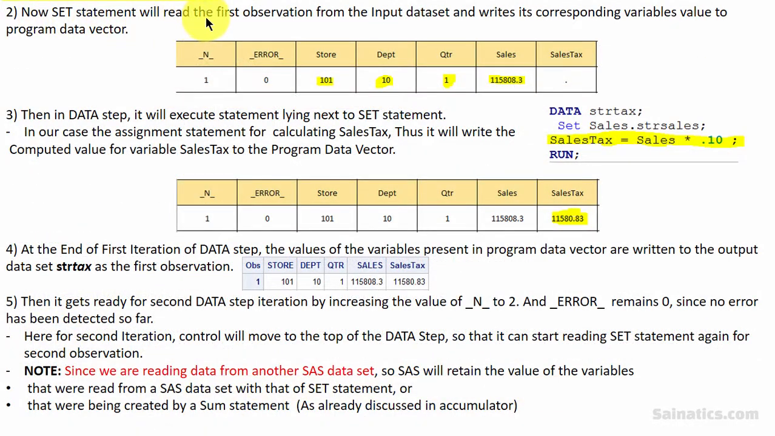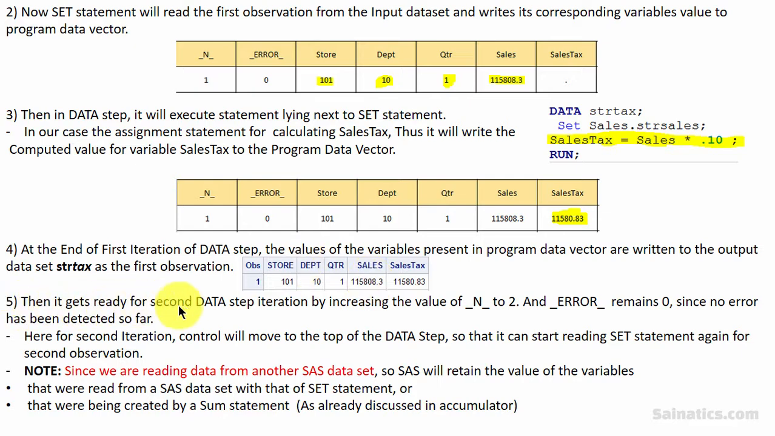Now, the set statement will read the first observation from the input data set and write its corresponding variables' values to the program data vector as you can notice here. Then, in the data step, it will execute the statement lying next to the set statement. In our case, the assignment statement for calculating sales tax, thus it will write the computed value for the variable sales tax to the program data vector as you can notice here. At the end of the first iteration of the data step, the values of the variables present in the program data vector are written to the output data set strtext as the first observation as you can notice here.